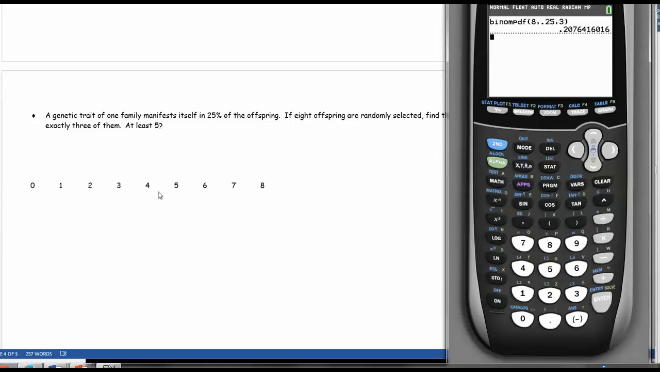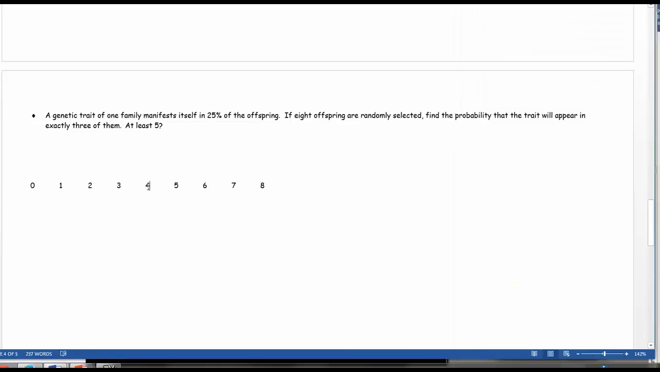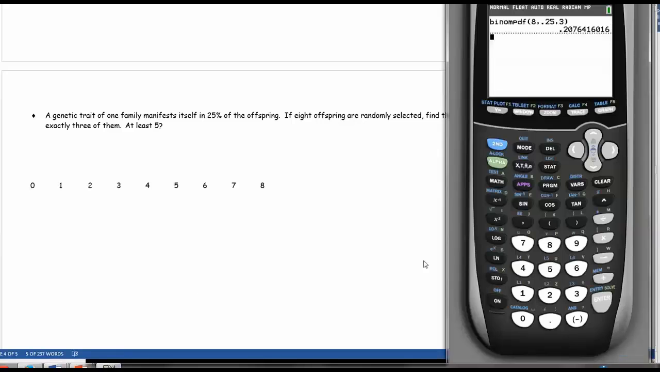Okay, and so what we're going to do is, since the CDF only gives us less than, I want 4 or less. That'll tell me that piece, and then I want to subtract that from 1 so I can get 5 or more. So let's see how that would look. Go to my distributions and go to Binomial CDF. There are 8 trials. Probability of success is 0.25. And remember, it does it in terms of less than. So I want 4 or less.